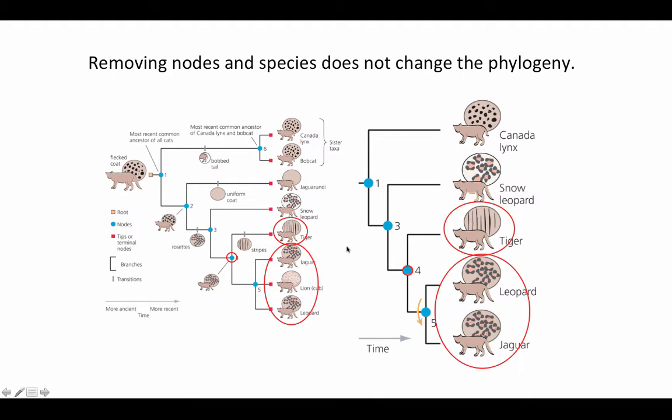So it just depends on what relationships you're interested in thinking about, what species and nodes are represented in your phylogeny. You do not have to represent the entire group to be able to work with these phylogenies and understand the evolutionary relationships between groups and the evolutionary events that occurred.